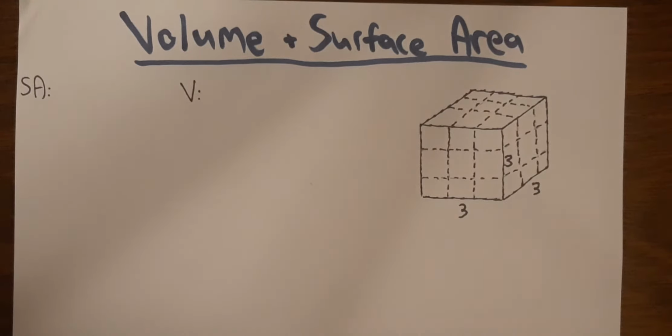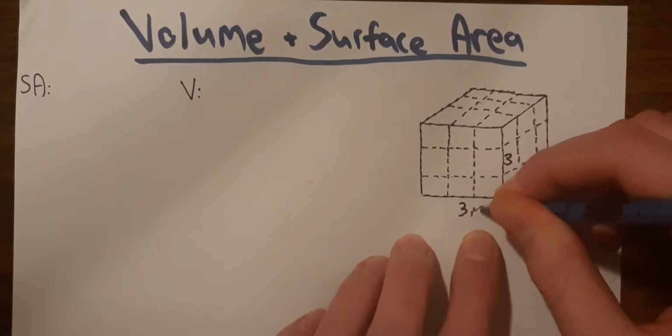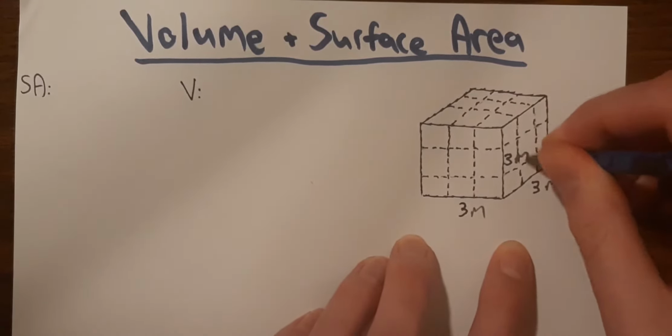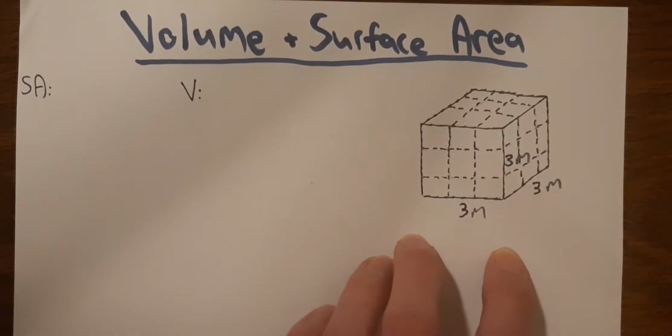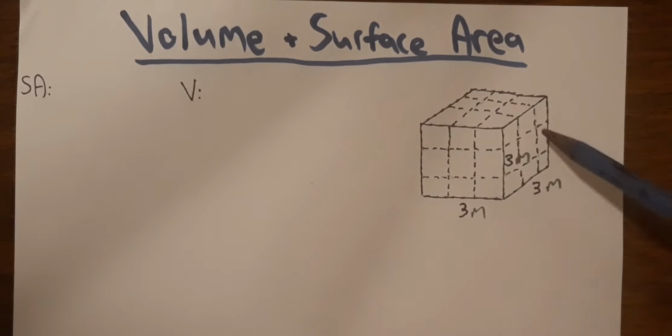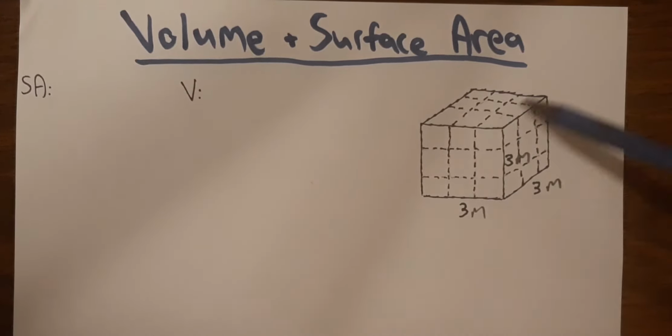Now look at this cube. All right, let's take a look at it. Let's pick a unit. Let's say it is meters again. It's 3 meters long, 3 meters wide, and 3 meters tall. Okay? Well, this side is going to be 3 by 3. This side is going to be 3 by 3. This side is going to be 3 by 3.